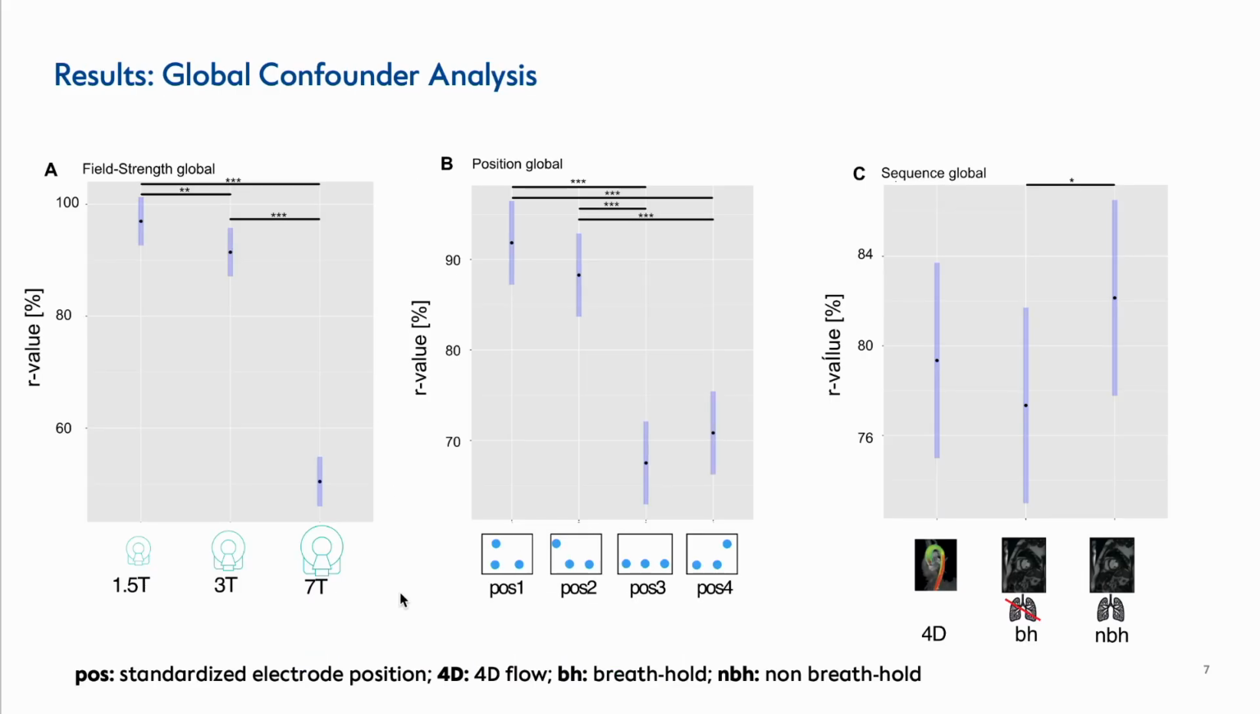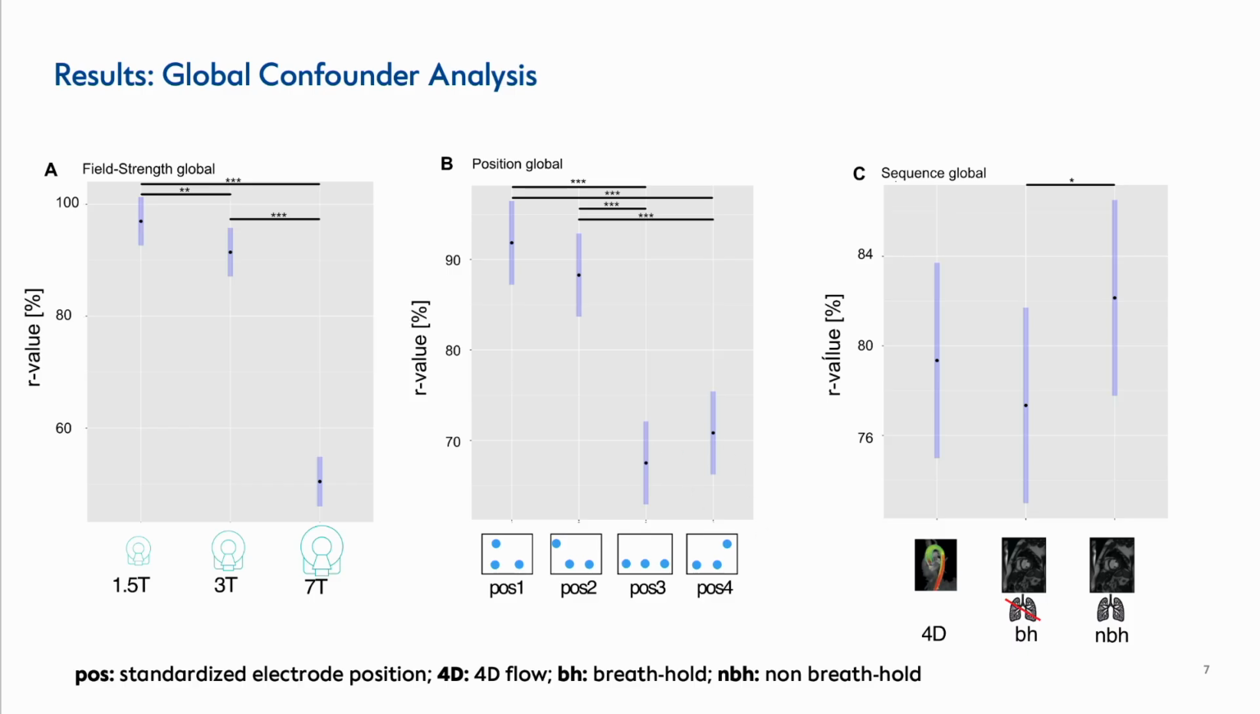We observed a significant difference between field strengths, namely lower similarity values were observed at 7 Tesla, but also at 3 Tesla compared to 1.5 Tesla. The electrode positions recommended by the vendor, namely position 1 and 2, provided similar ECG signal quality, and also electrode positions recommended in literature provided similar ECG signal quality. However, ECG signal quality was significantly different between vendor-recommended positions and alternative positions defined in literature.